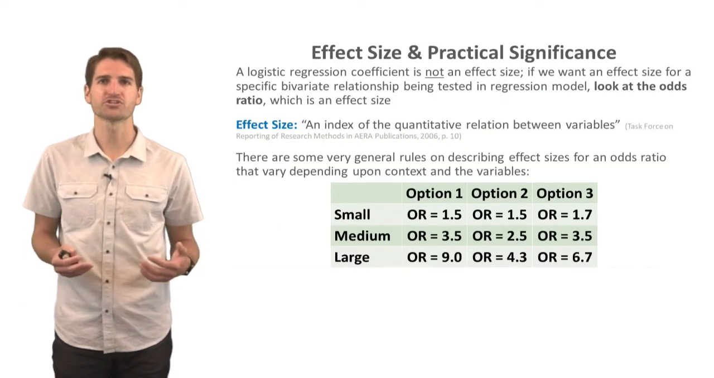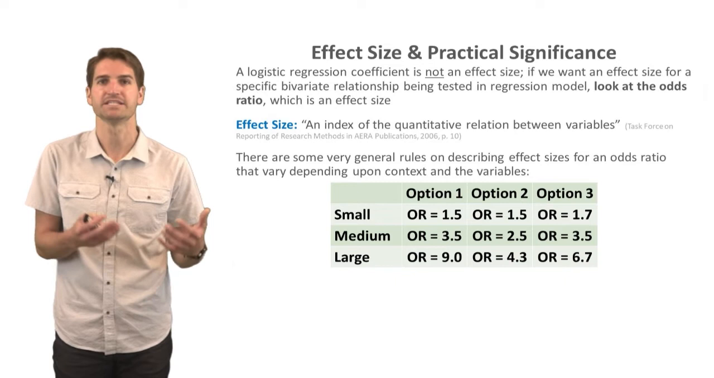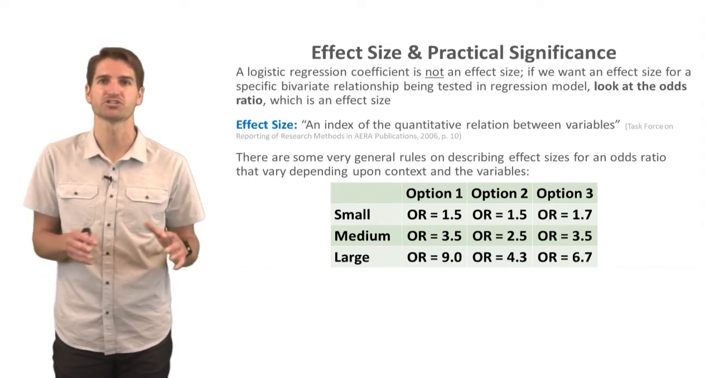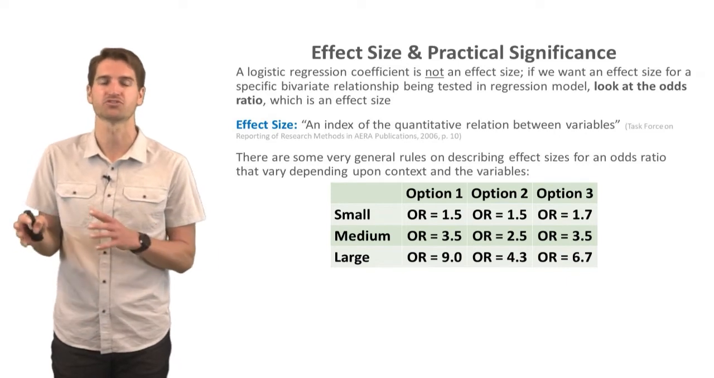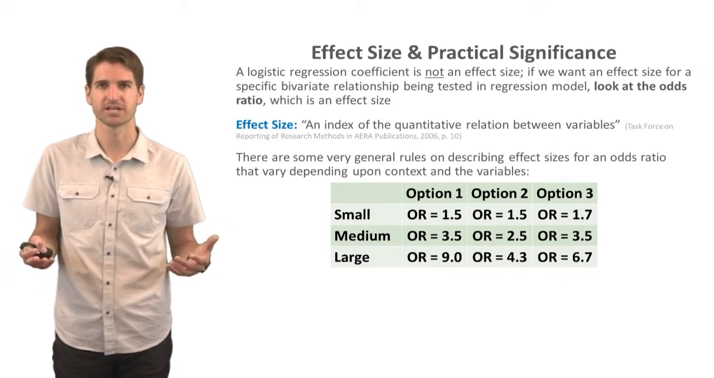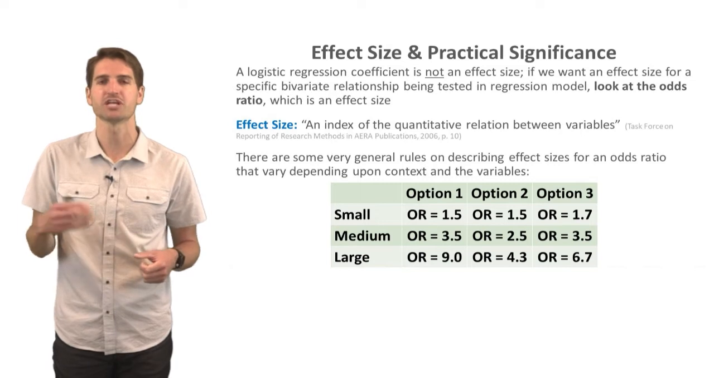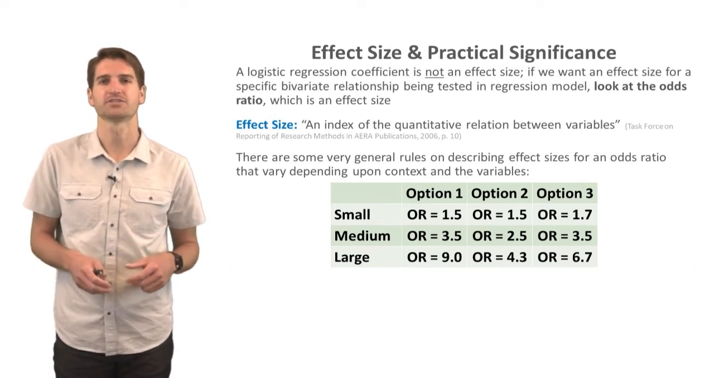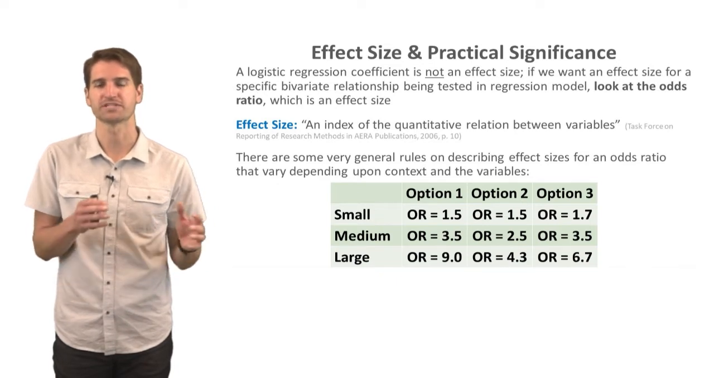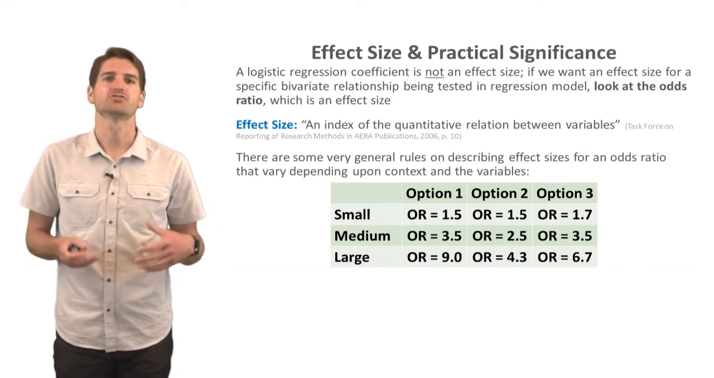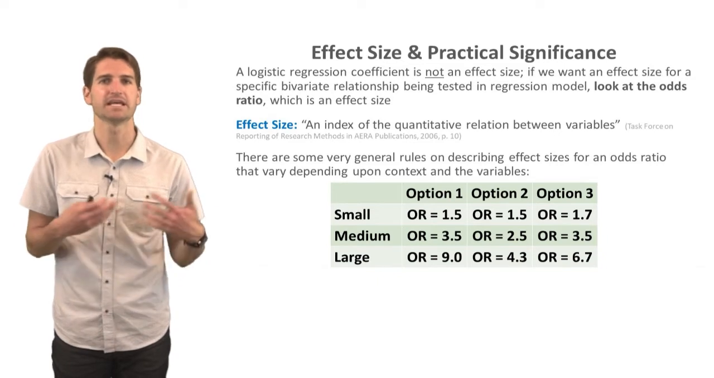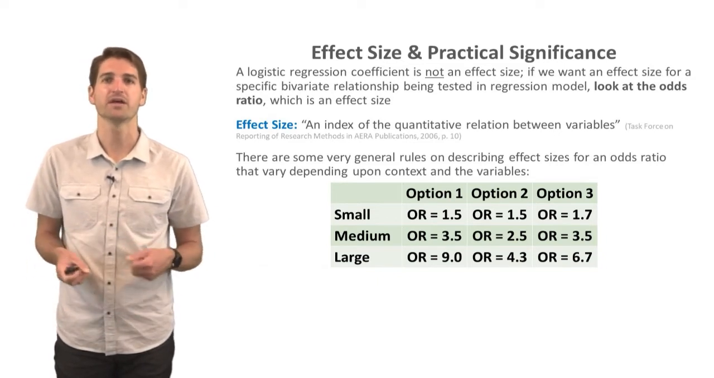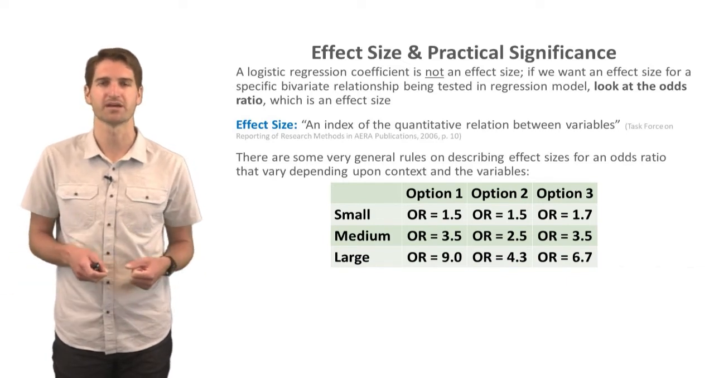So a logistic regression coefficient itself is not an effect size. If we want an effect size for a specific bivariate relationship that's being tested, we need to look to the odds ratio, which is an effect size. And remember, that's the process of exponentiating the regression coefficient itself, because that regression coefficient is actually a log odds. Remember, it's that logit transformation. If you recall, an effect size is the index of the quantitative relationship between variables, and it's something we can use to compare the effects from different studies that we may have done.